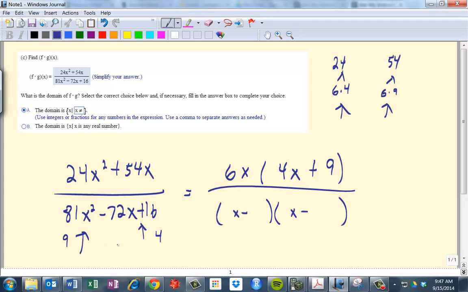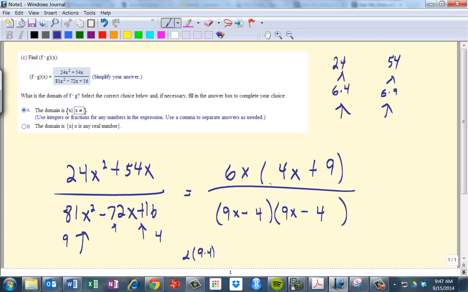9 times 4 is 36. And anytime you multiply the product of 9 and 4 times 2 and get the center term here, that tells you that this is a perfect square binomial. So this is going to be 9, and this is 9, and this is 4 and 4.